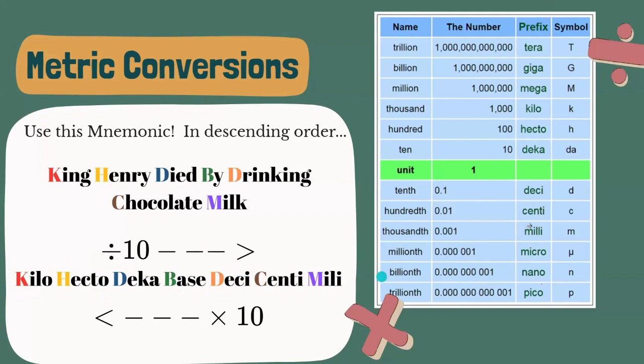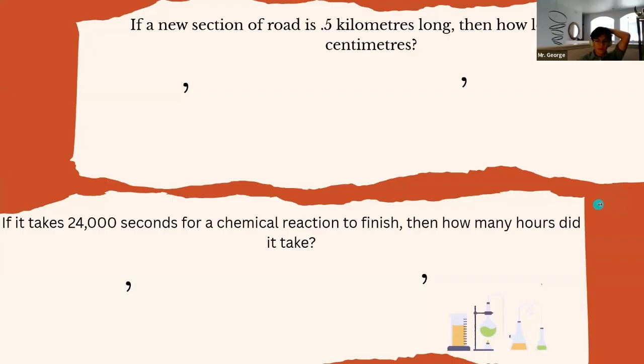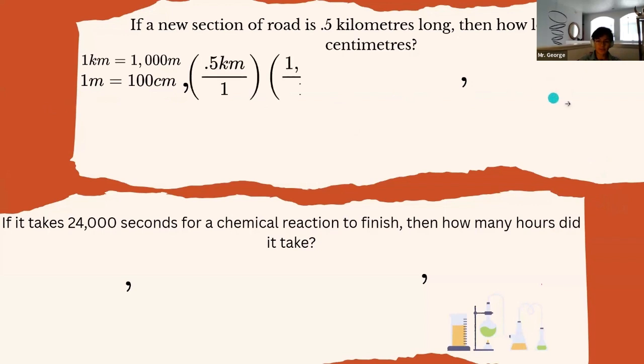Yes. All right. I'm going to move on. If the new section of a road is 5.5 kilometers long, then how long is it in centimeters? Well, if 1 kilometer is 1,000 meters, and 1 meter is 100 centimeters, we can just set up this chain of proportions, right? So if we have 5.5 kilometers, we can set this up.